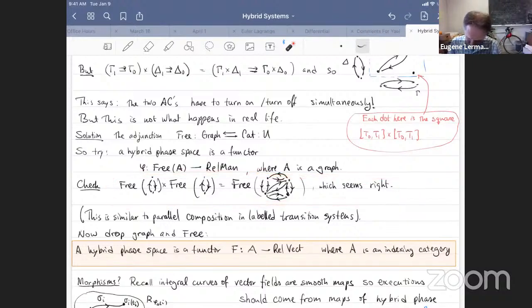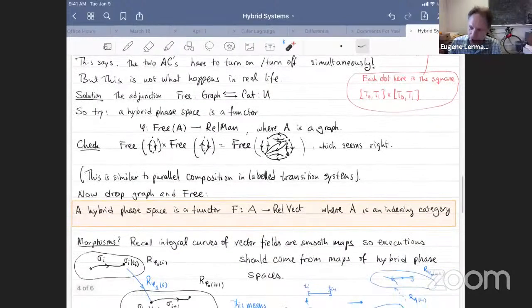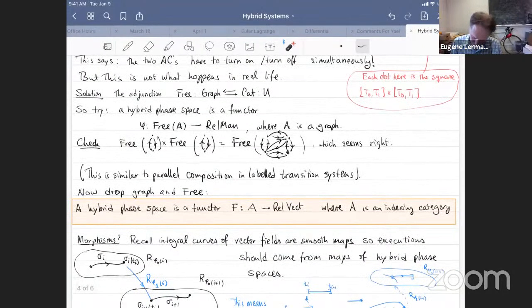And Michael Warren persuaded me that there is absolutely no reason to stick to free categories on graphs. It's just trying to be faithful to the original definition. So let's just chuck that and define the hybrid phase space to be a functor. And there is a typo here, so I'll fix it.